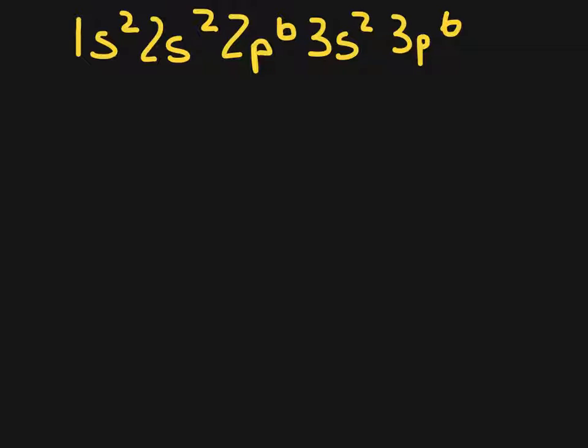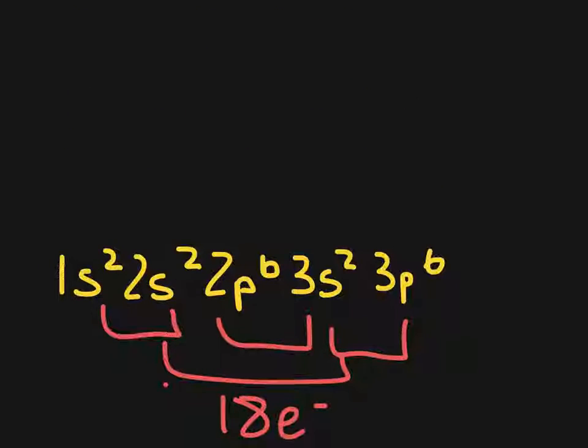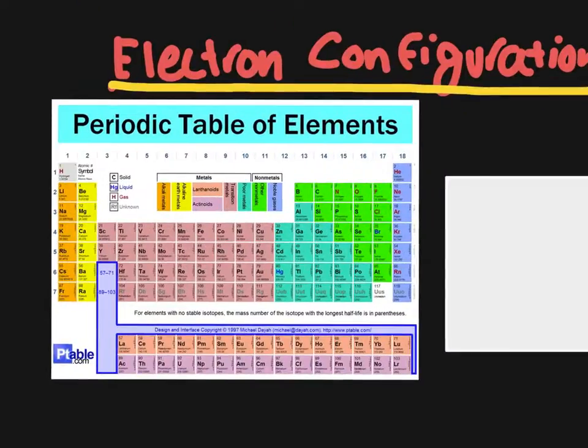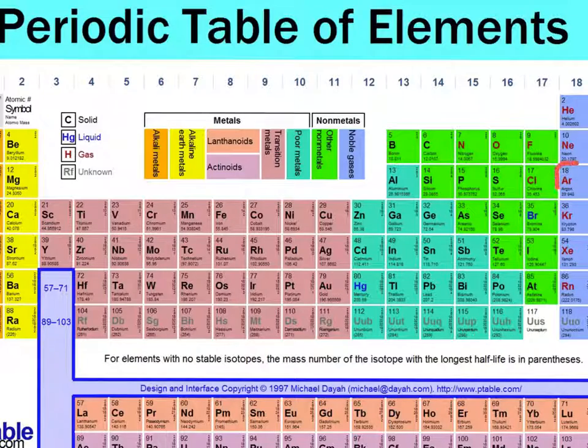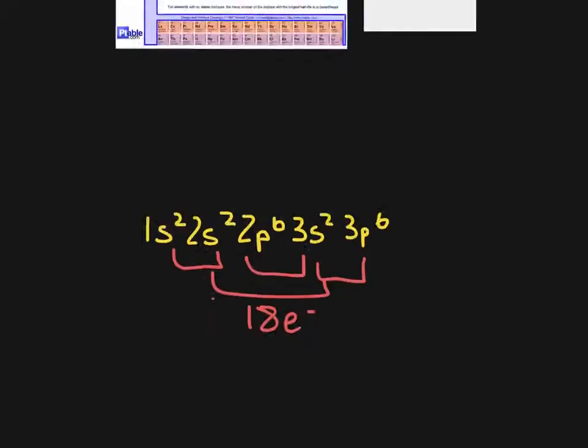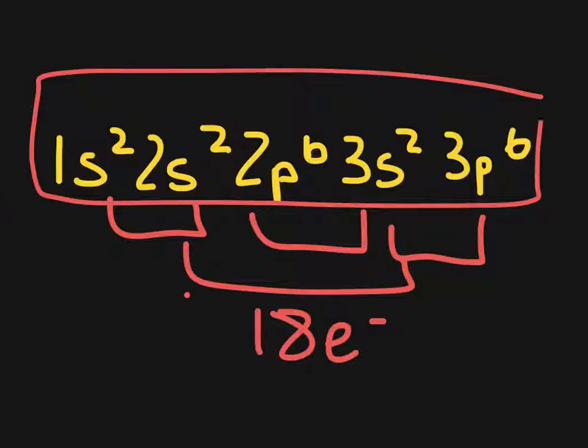So far, let's see how many electrons we've totaled up. 4. 4 plus 8 is 12. 12 plus 6 is 18. So this would represent 18 electrons. Let's look back at our periodic table here. Which one has 18 electrons? Oh, argon. So what we just wrote out was the electron configuration for argon. That's what it is. So this is what the electron configuration would look like.